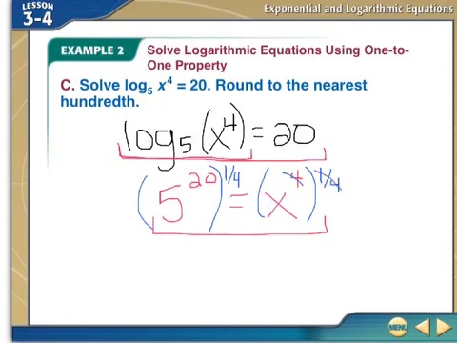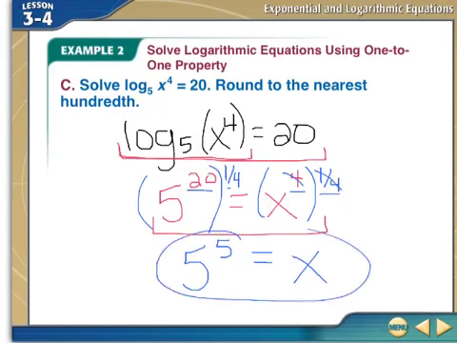The 4 and the 1/4, when you multiply them together, because you're raising a power to a power, 1/4 of 4 is 1. So x to the 1st is equal to x. Over on this side, 20 times 1/4 is 5. So my answer ends up being 5 to the 5th power. Now I could type that into my calculator and write out my answer, or I could just leave my answer as 5 to the 5th.